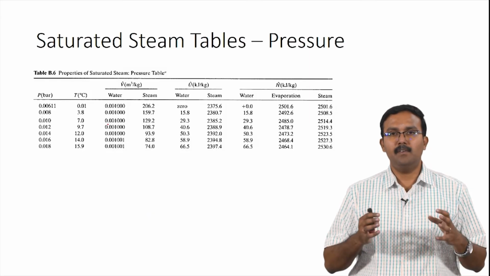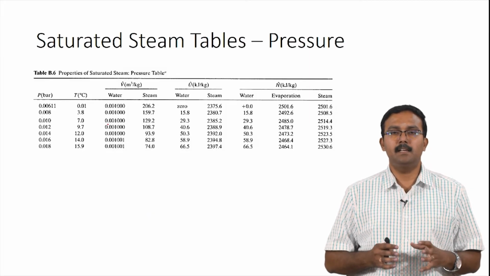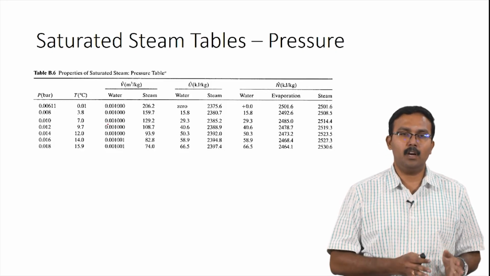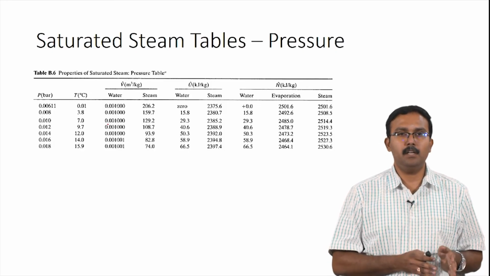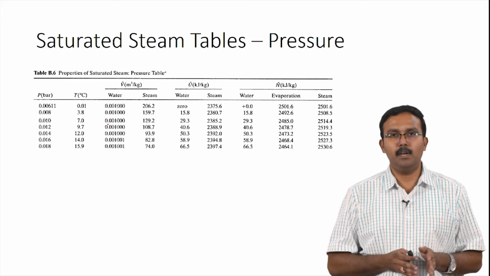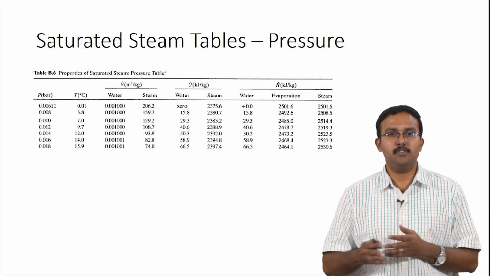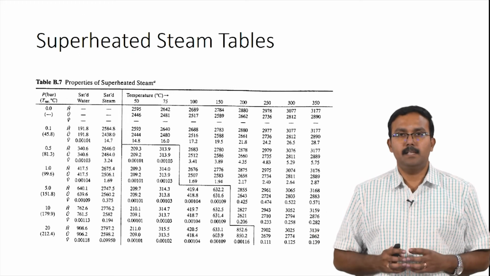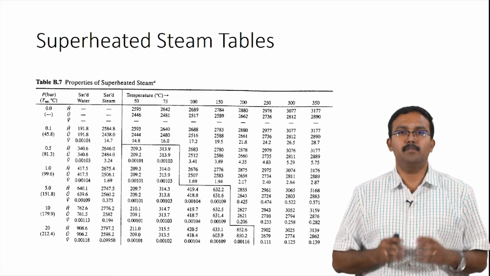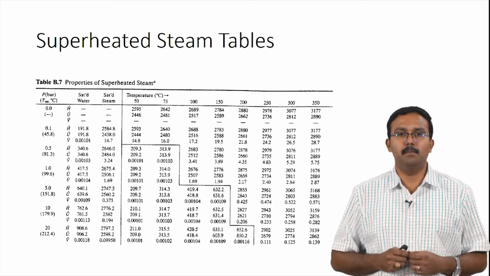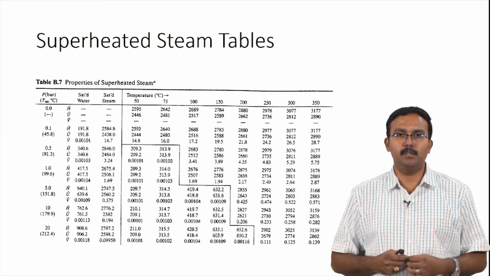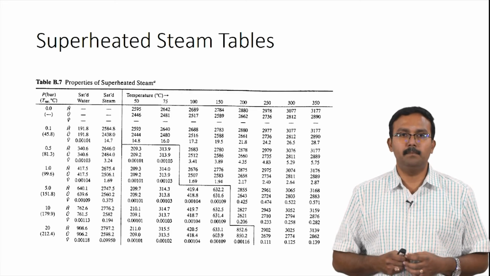You can also have a similar table in terms of pressure. What you see here is the first column is the pressure, and for that particular pressure you have a corresponding temperature which is given, and the rest of the values are similar to the previous table. Other than the saturated steam tables, you can also have something called the superheated steam tables. This particular table, which has been taken out of the Felder-Rousseau textbook, is a superheated steam table.